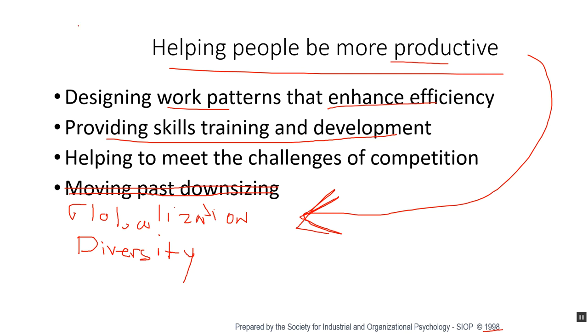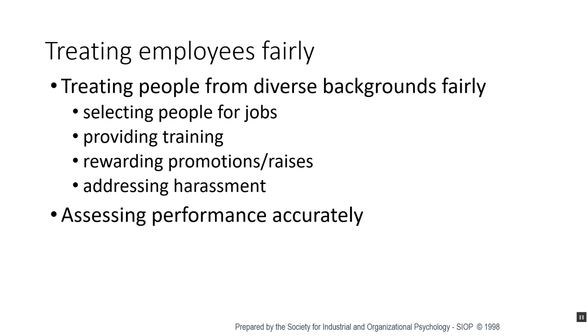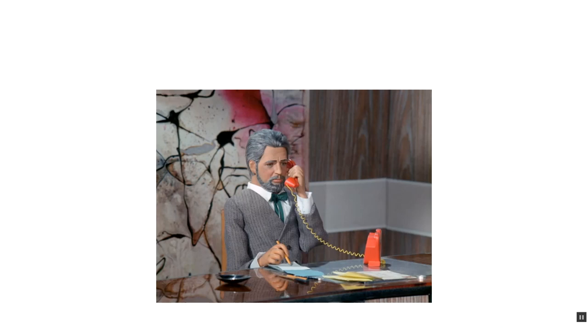So these are the ways that I-O psychologists benefit people and make them more productive at work. And so those three ways, helping employers treat employees fairly, making the jobs more interesting and satisfying, and helping workers be more productive. These are the three ways that I-O psychologists help people do their job.